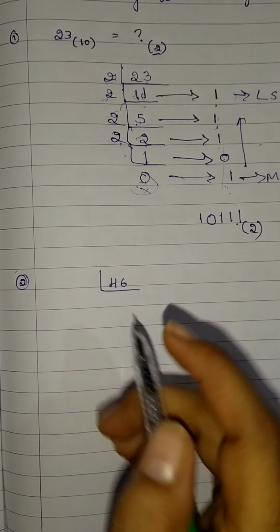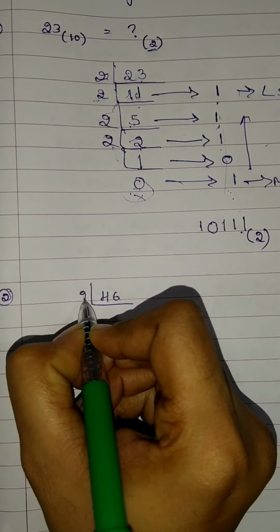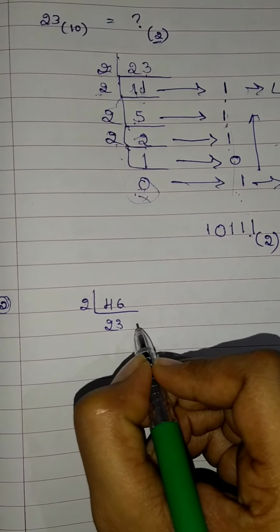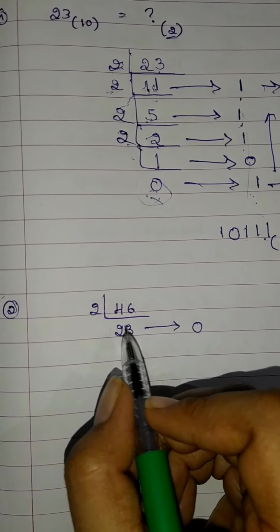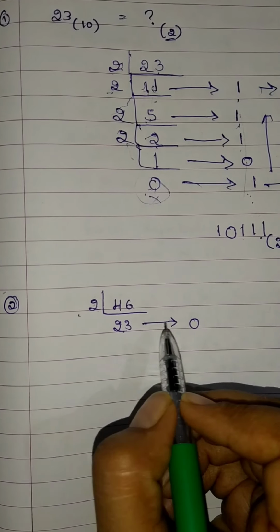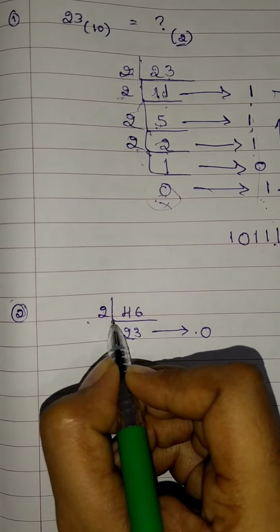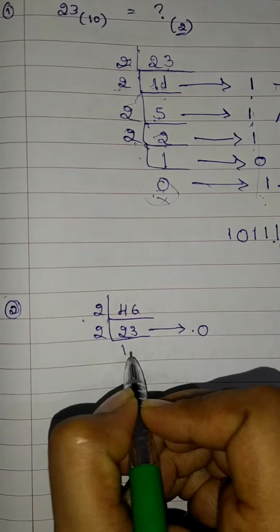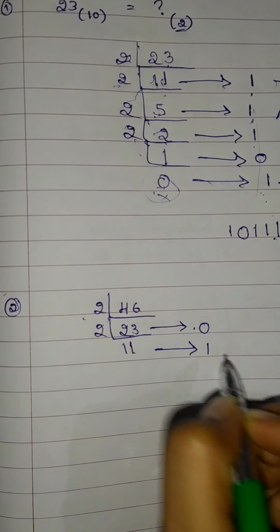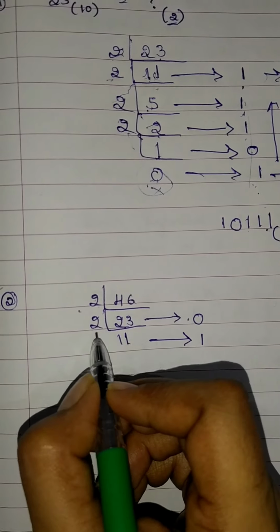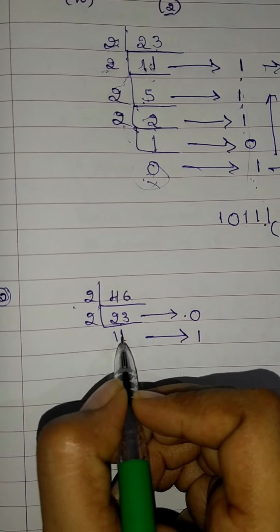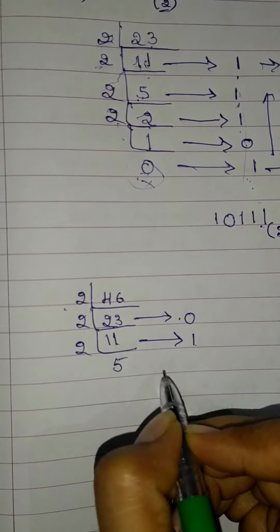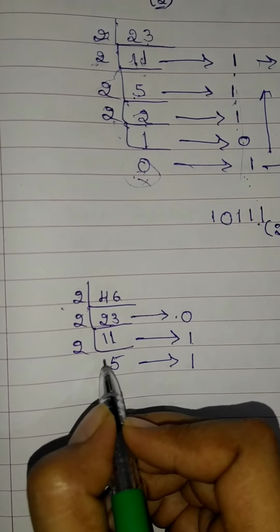Now we'll see another example, 46. So let's divide 46 by 2. 2 2s are 4, then 2 3s are 6. What is the remainder? No remainder, because 23 2s are 46. There is no remainder. Again we have to divide this number by 2. So 2 1s are 2. Remainder is 1. So 11 2s are 22. 23 minus 22 is 1. Then 2 5s are 10. The remainder is 1.